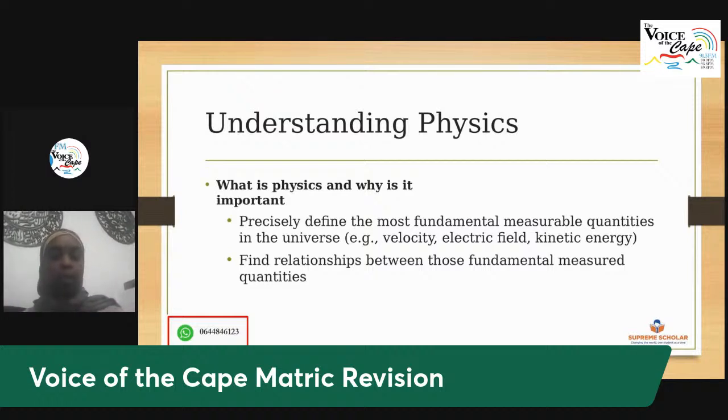When we talk about fundamental, we're talking about the building blocks of matter. Measurable means something we can measure. So we talk about motion and quantities in the universe such as velocity, electric field, kinetic energy and potential energy. Not only do we want to define those fundamental concepts of how we define motion, we also want to know the relationship between these concepts. In a simpler way, physics is basically defining motion. We need to understand why gravity, acceleration and velocity work the way they do. When we are able to define motion, we can establish a relationship between displacement, velocity, acceleration, and so forth.